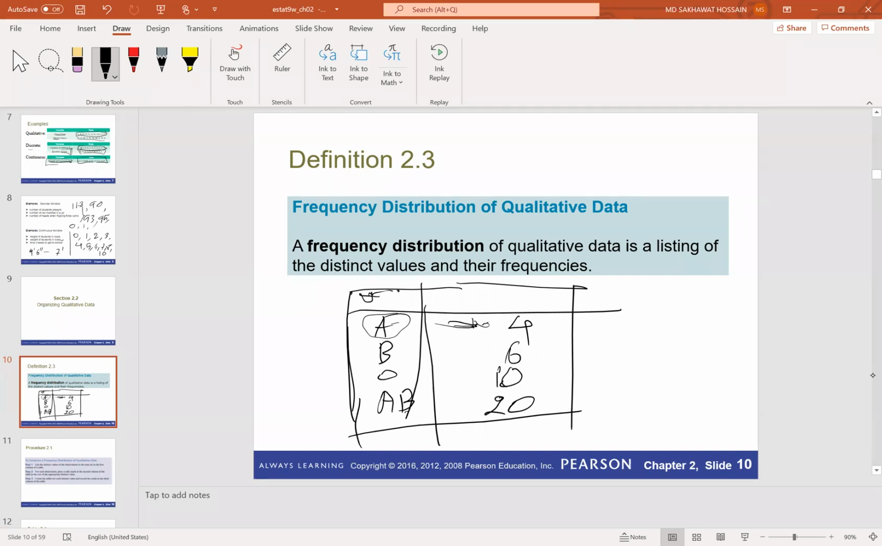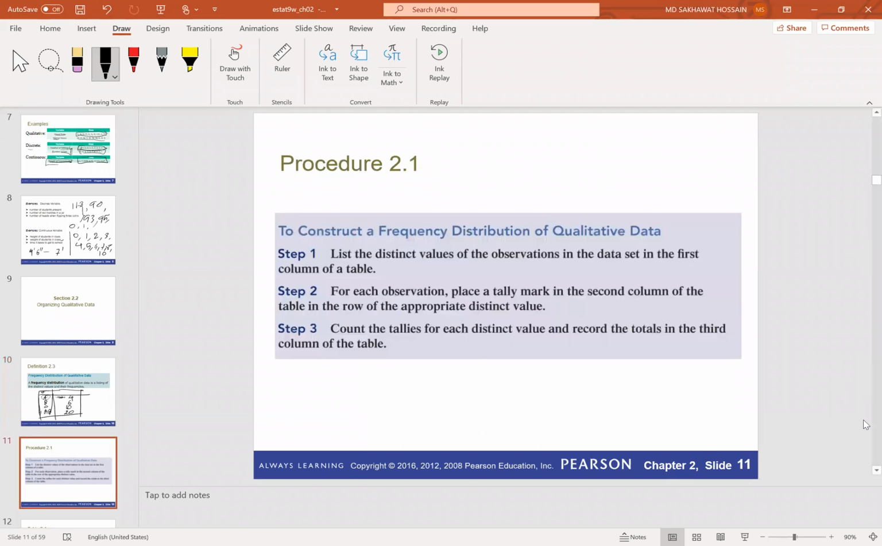This is called the frequency table. In the frequency table, in the first column, you will write the variable name and its corresponding values. And in the second column will be the frequency, that means the frequency corresponding to the distinct values of the variable. Okay, so we'll go over some examples, and then it will be more clear to you.